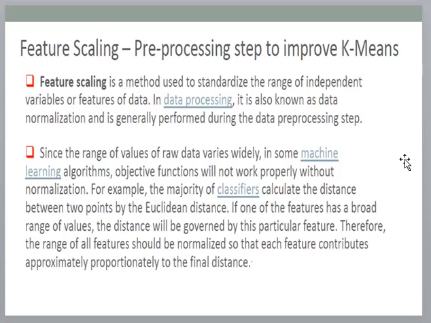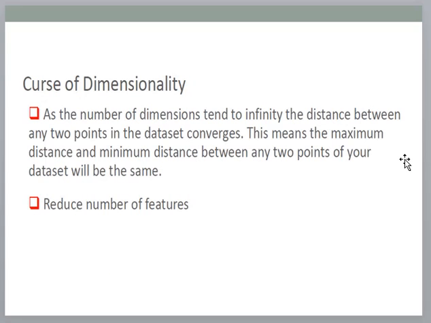In order to avoid this kind of situation, we need to have normalized values of all of the features, so that the features contribute approximately proportionately to the final distance. Because only if we have normalized values will all features contribute equally towards the calculation of the final distance.